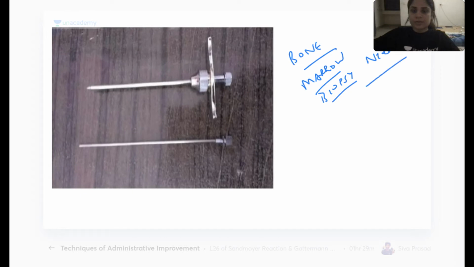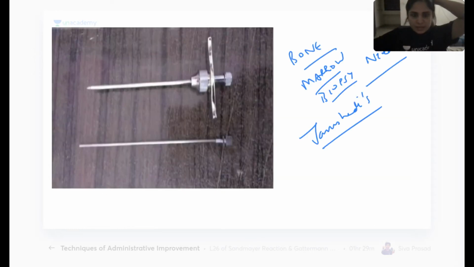Okay, how to remember whether this is a bone marrow biopsy or aspiration needle? So this is Jamshedi's bone marrow biopsy needle. Now your bone marrow aspiration needle, I don't have a picture over here, but it's something like this, and then it has a small screw over here. In your bone marrow aspiration, you simply have to put the needle inside the bone marrow. The bone is the iliac crest where you put it. Just at the level of the hip, you put this needle inside and you aspirate the blood out. It is as simple as that.